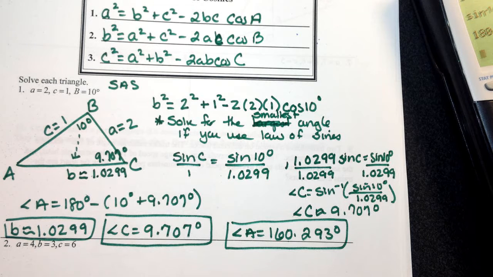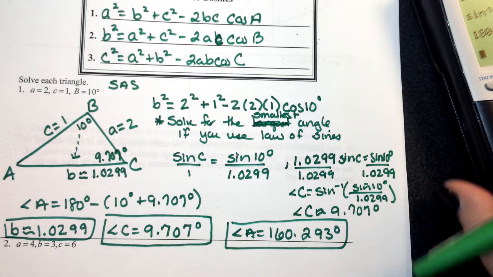Okay? Yes, George? So if I accidentally make the mistake of doing the largest angle, could I just add 180 degrees to the negative value? Yeah. Or just go back and solve for the other angle. Okay. Any questions on that one? So let's take a look at another one.